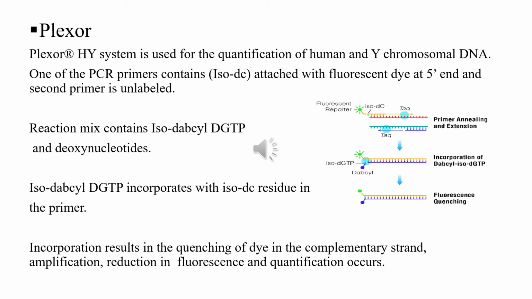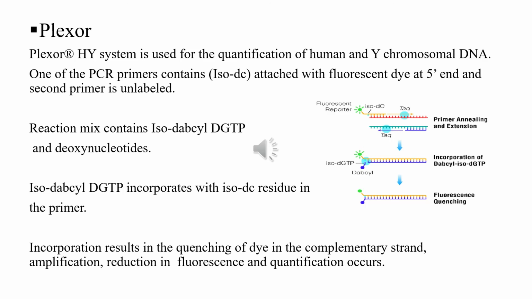The Plexor system is a novel real-time PCR system used for quantifying human and Y chromosomal DNA. One of the primers contains a modified nucleotide, that is iso-dC, attached with a fluorescent dye at the 5' end, and the second primer is unlabeled. The reaction mix contains iso-dGTP, labeled with a quencher, and deoxynucleotides. The iso-dGTP incorporates opposite the iso-dC residue in the primer. The incorporation results in the quenching of the fluorescent dye on the complementary strand. That is, the reduction occurs in the fluorescence, and also amplification occurs with quantification in real time.